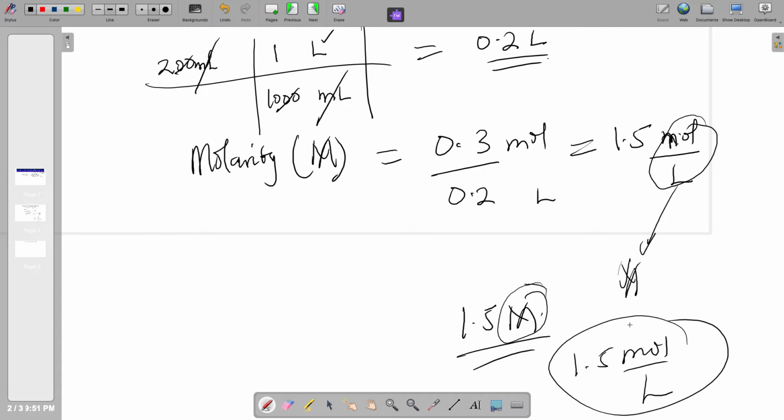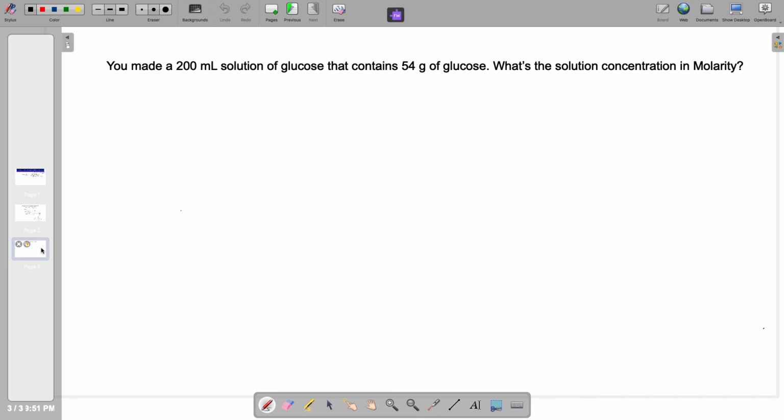Now let's look at another. This is the second problem. This one says that you made a 200 mL solution of glucose that contains 54 grams of glucose. What is the solution concentration in molarity?